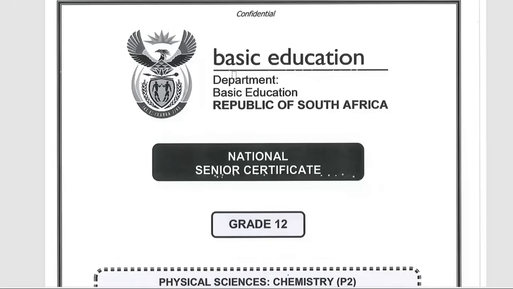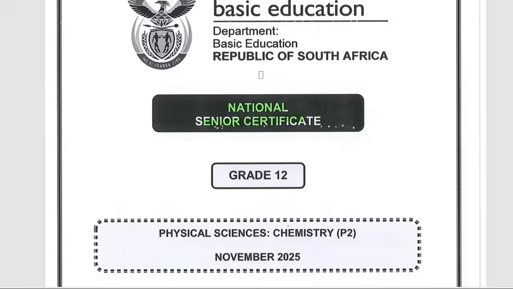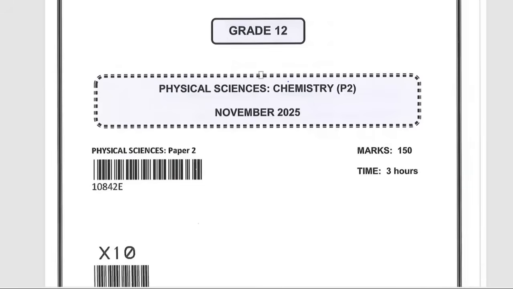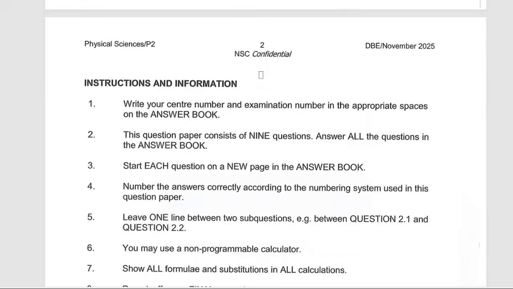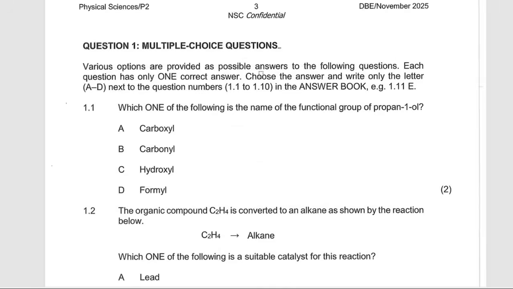Good day, grade 12. Today we are going to look at a national senior paper, grade 12, 2025. So it's physical sciences, chemistry, paper 2. Okay, so let's just quickly go through the paper. The first section has our instructions and all, then moving on to question 1.1, which is our multiple choice questions.